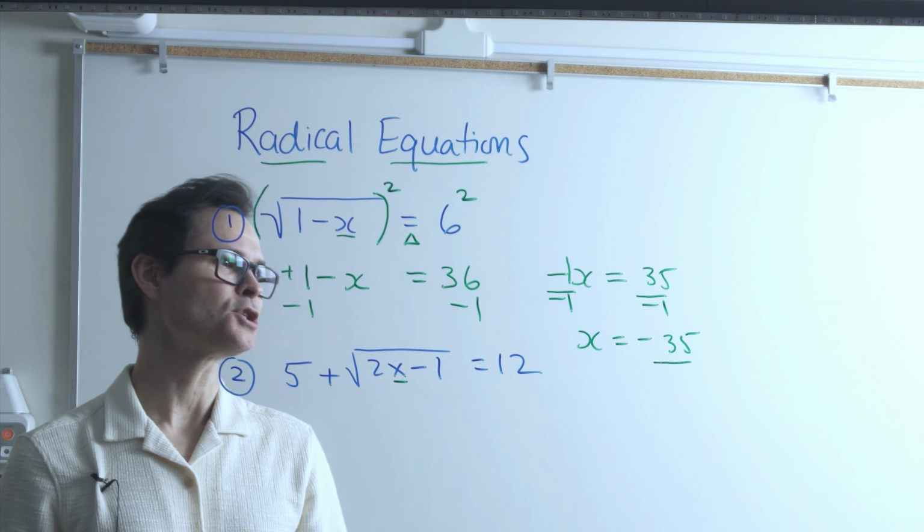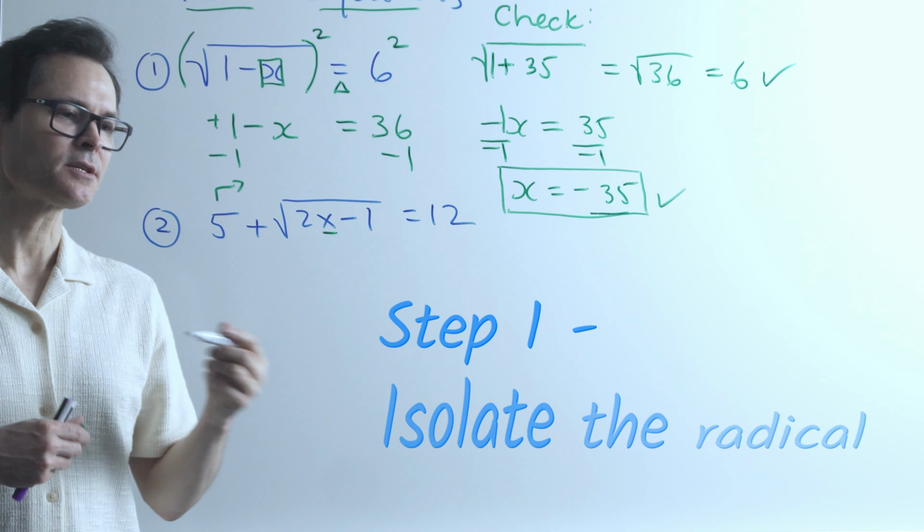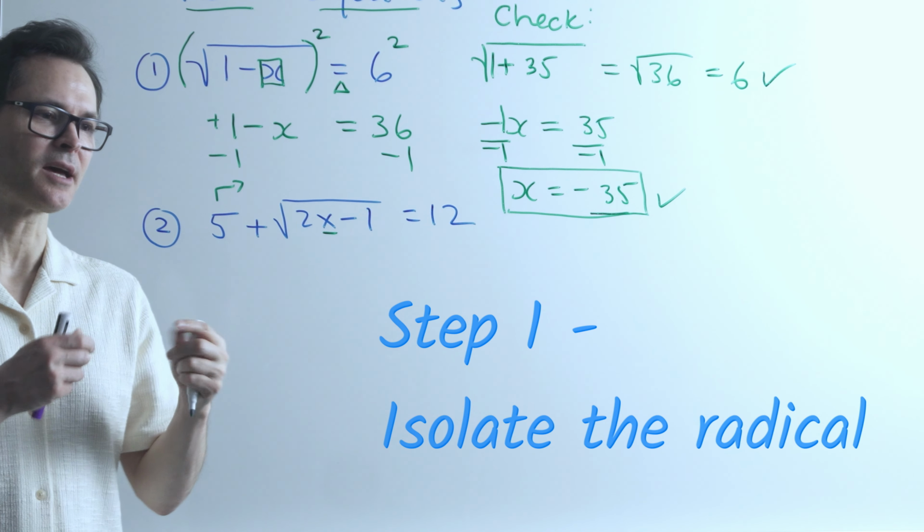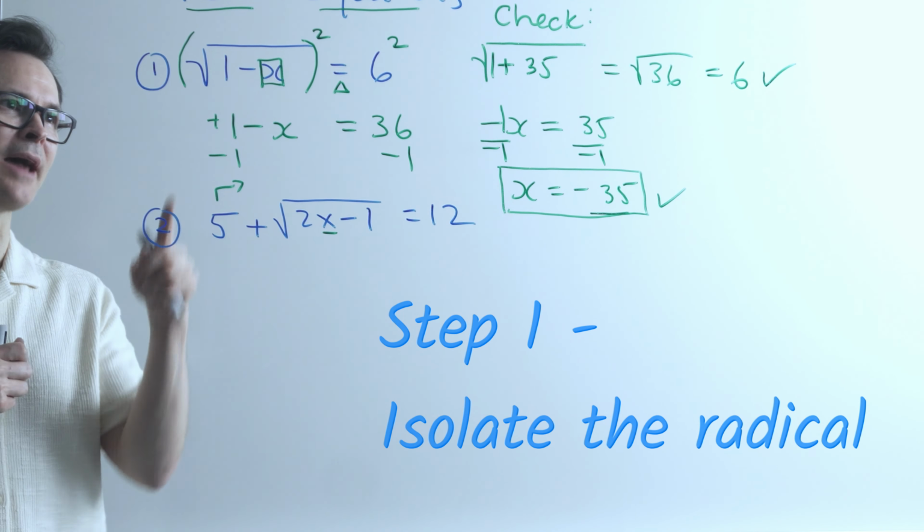The only difference with this one is that I've got a 5 on the left-hand side, and then the radical, and then the 12. But if you think about it, I could just move the 5 over and isolate the radical. That's going to be a standard process. If my radical isn't isolated like it was in the first one, I'm going to do that first. So I'm going to just rewrite the square root of 2x minus 1. And then I can either think of moving the 5 over, or of subtracting, but what you do to one side, you do to the other.